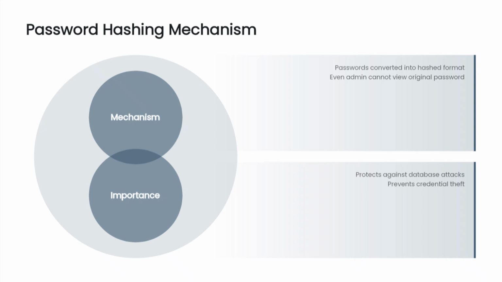Password hashing mechanism. This brings us to password hashing. The mechanism is straightforward. When a password is entered, it is converted into a hashed format using a cryptographic algorithm. The original password is never stored. Not even the admin can see it.